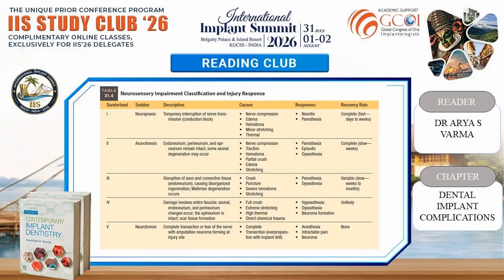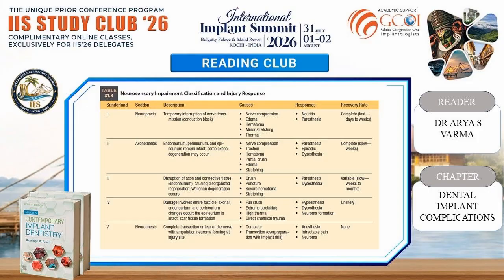Table 31.4 shows neurosensory impairment classification and injury response. First column, Sunderland classification; second column, Seddon classification; third, description; fourth column, causes; fifth column, responses; and sixth, recovery rate. Grade 1 Sunderland classification, neuropraxia in Seddon classification. Description: temporary interruption of nerve transmission, conduction block. Causes: nerve compression, edema, hematoma, minor stretching, thermal. Responses: neuritis, paresthesia. Recovery rate: complete, fast, days to weeks.